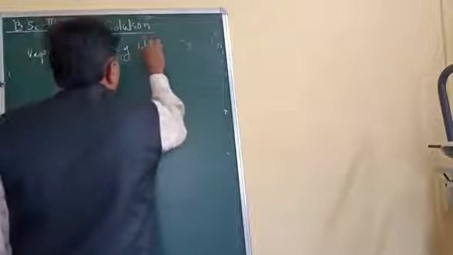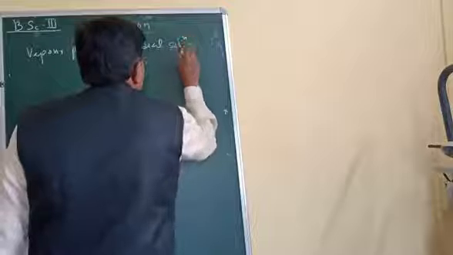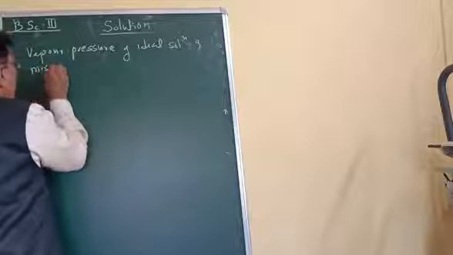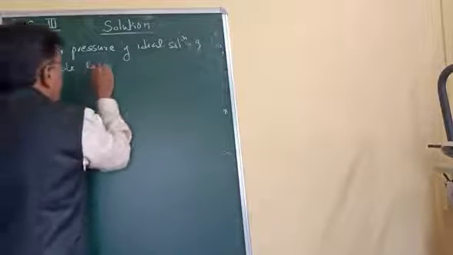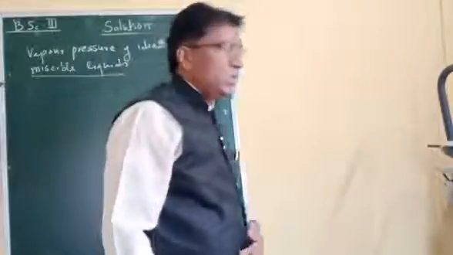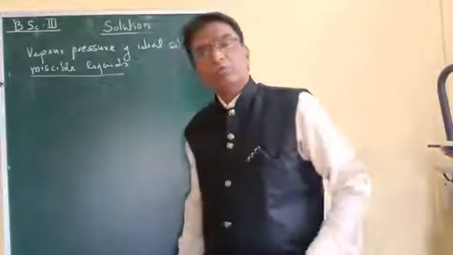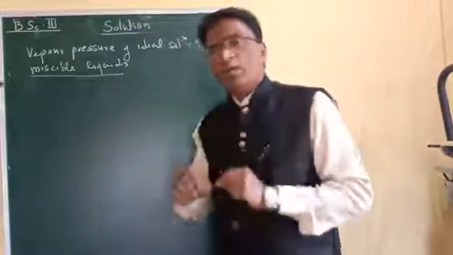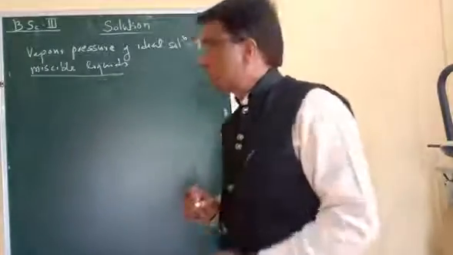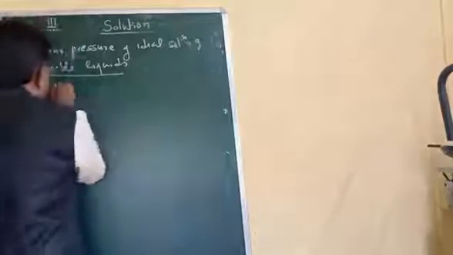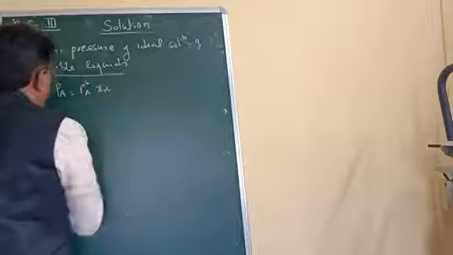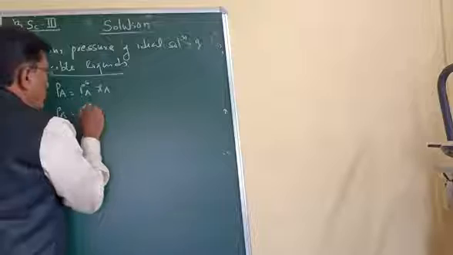of ideal solution of miscible liquids. Now we know what an ideal solution is. An ideal solution obeys Raoult's law at all temperature and concentration conditions. That means this solution obeys these equations: PA is equal to P0A XA, PB is equal to P0B XB.